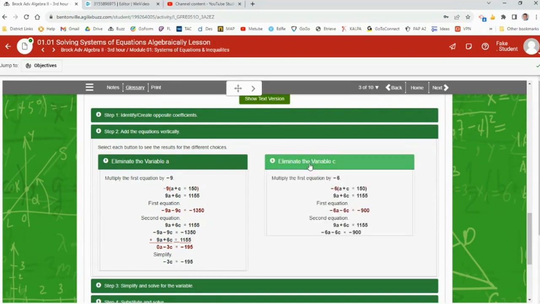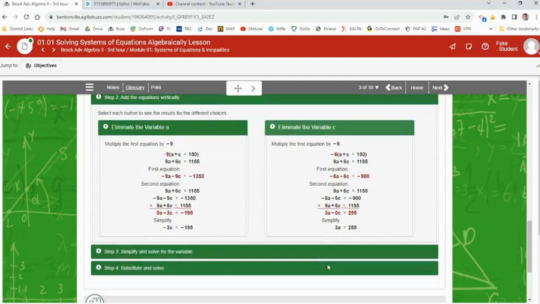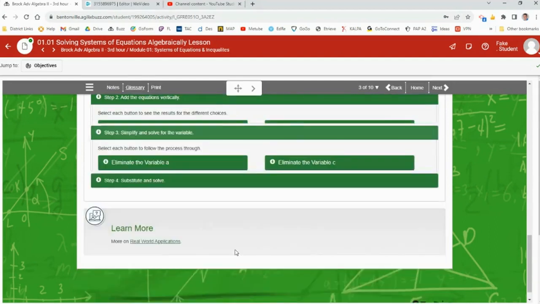If we did the C instead, the C goes away because we have -6C and positive 6C. So we got 3A equals 255 when we add -900 to 1155. Depending on which variable you decided to eliminate, you'd either end up with -3C equals -195 or 3A equals 255. Okay, let's go to the next step, starting with those two equations.